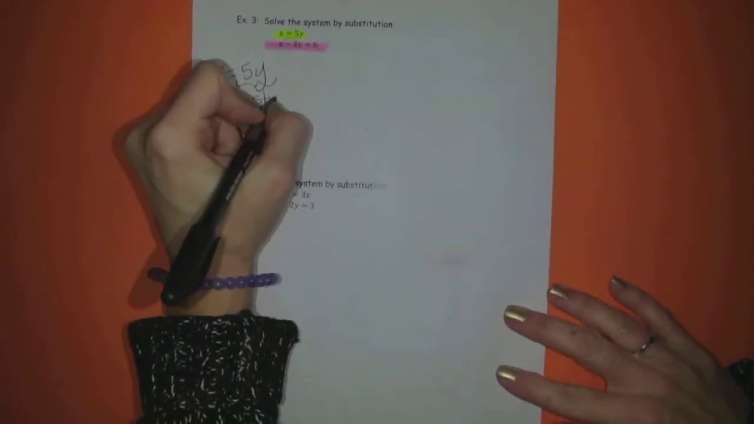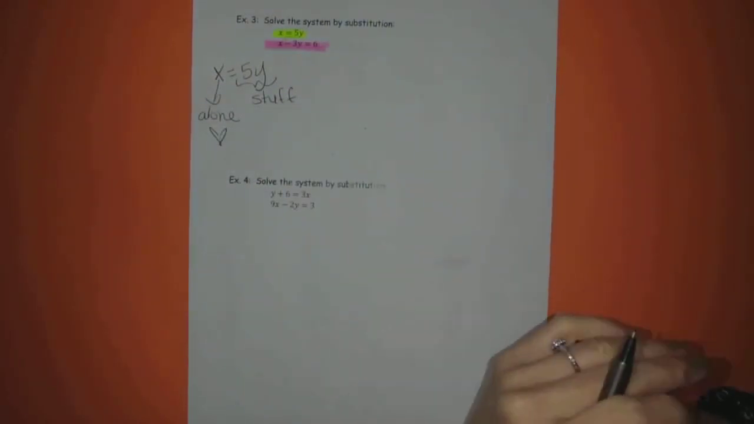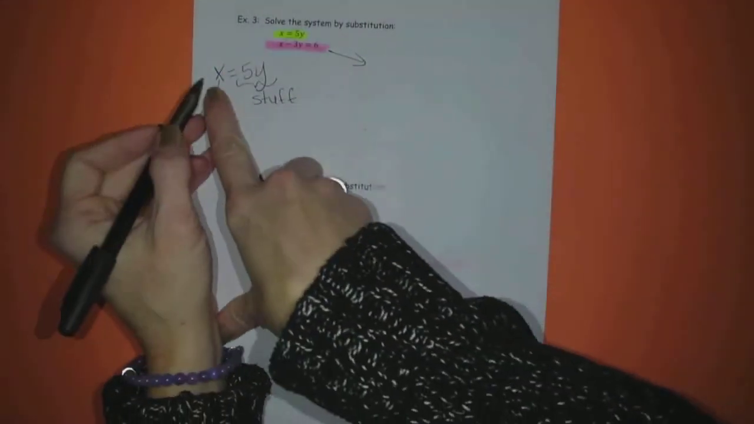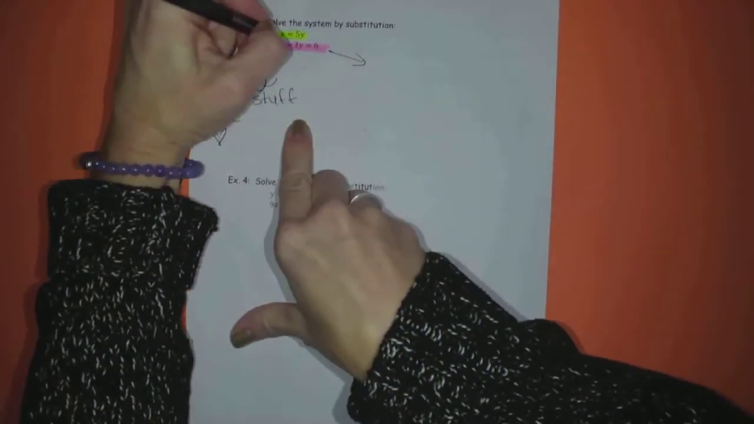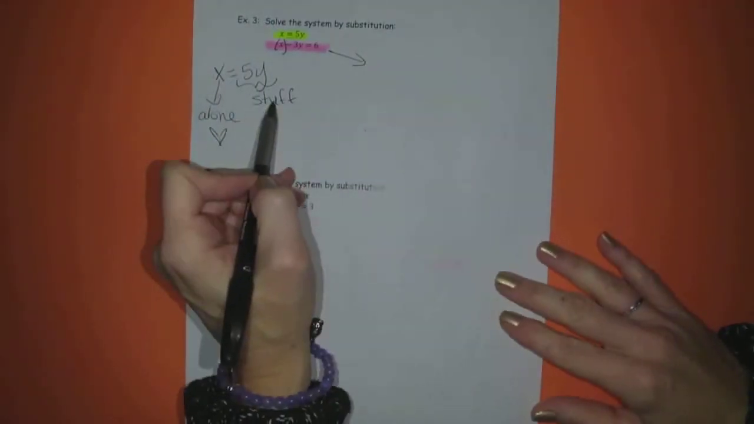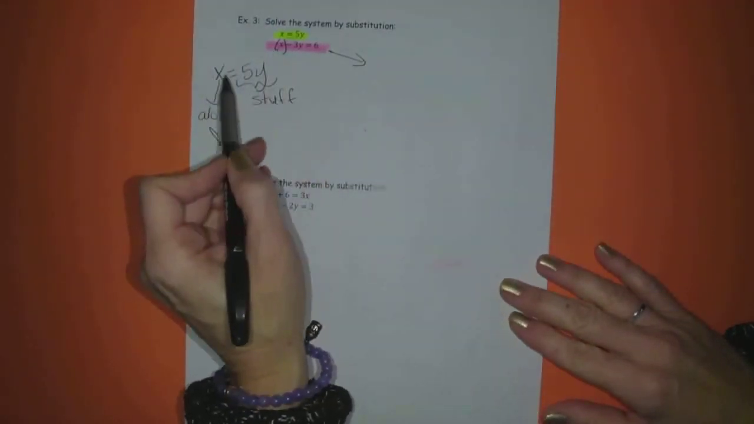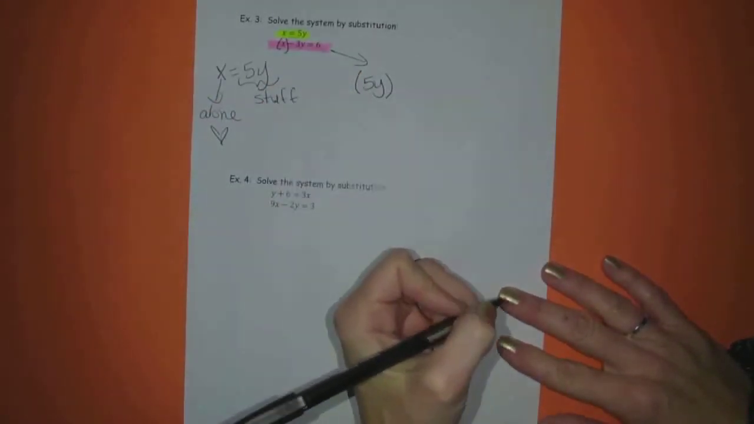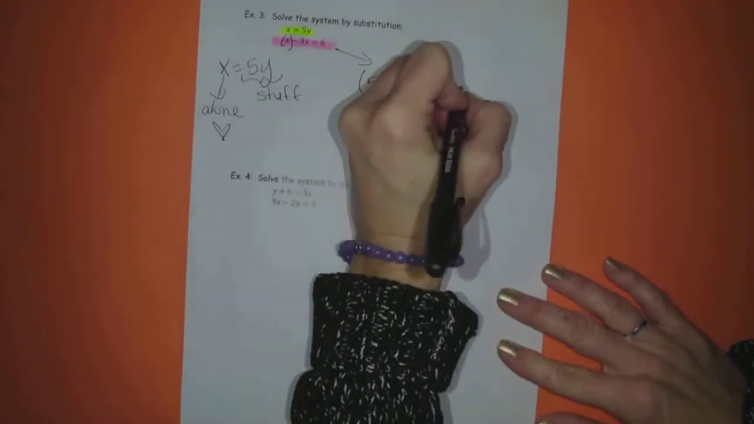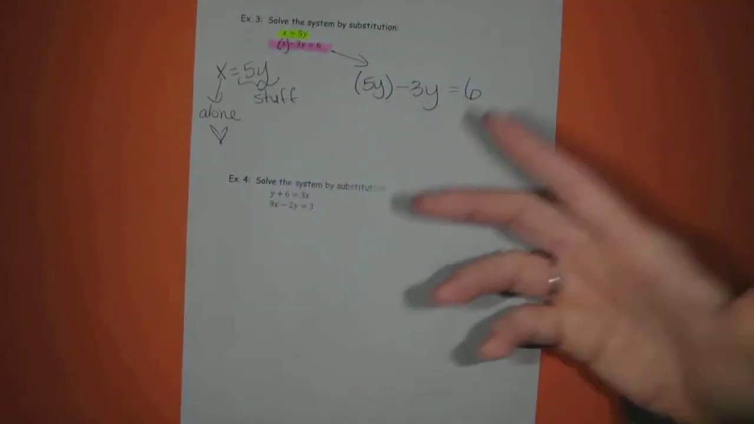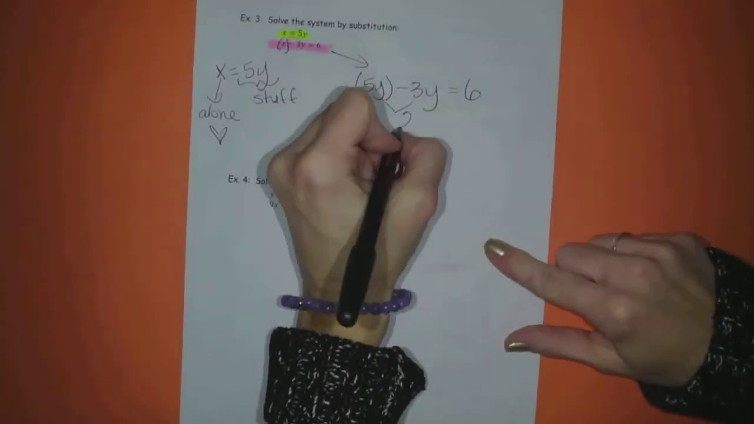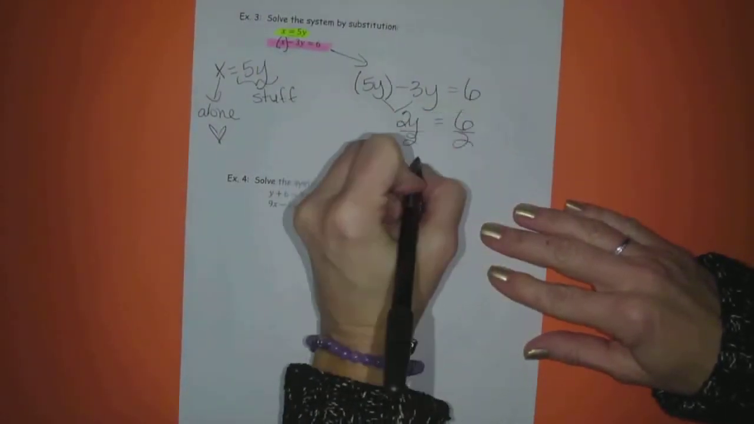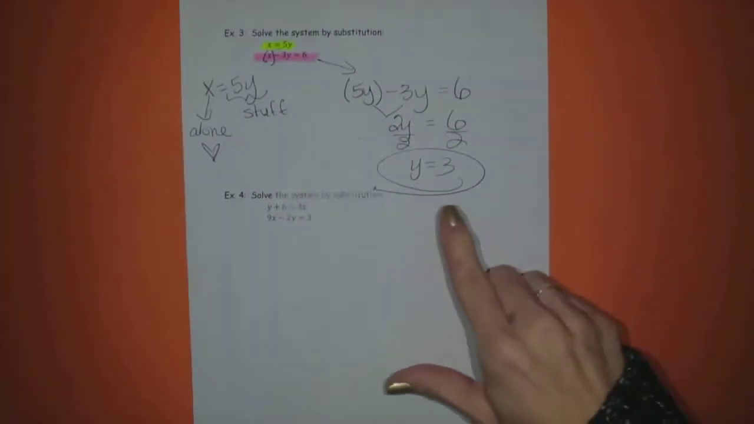This is the stuff. Perfect. Now go to the other color. Go to the pink. And where the X is, right here, stuff the 5y in, because that's what X is. So it's going to look like this, parentheses, 5y minus 3y equals 6. That's easy. 5y minus 3y is 2y equals 6. Divide by 2. Y equals 3.